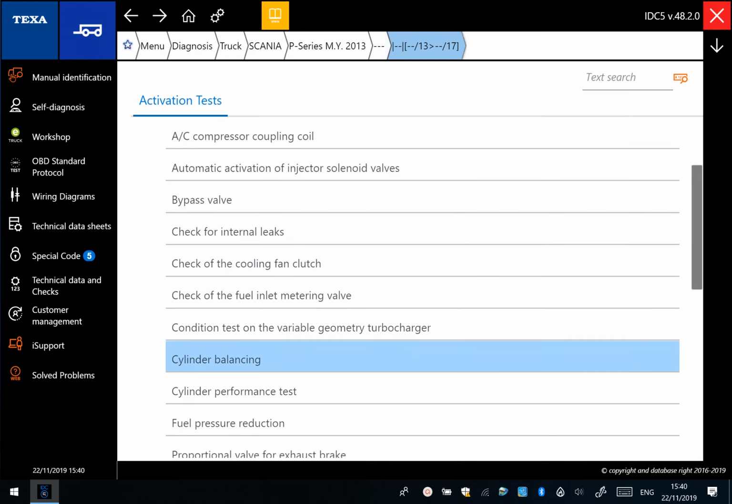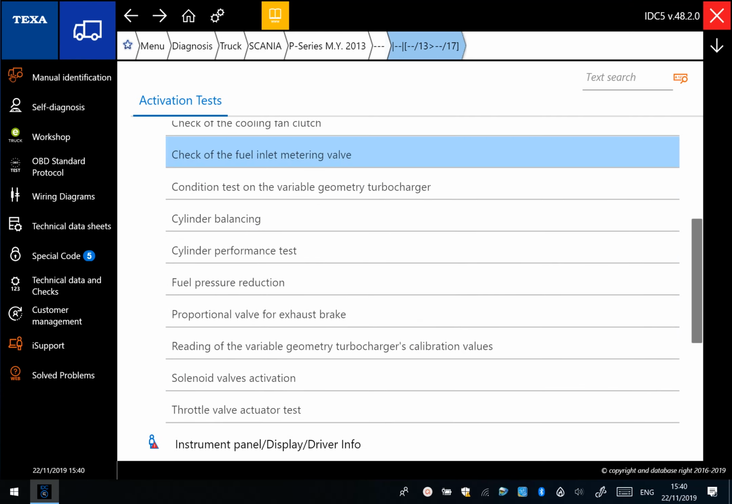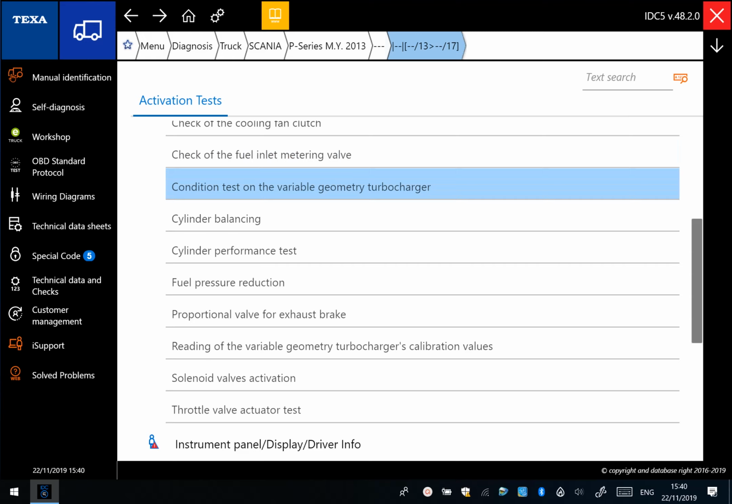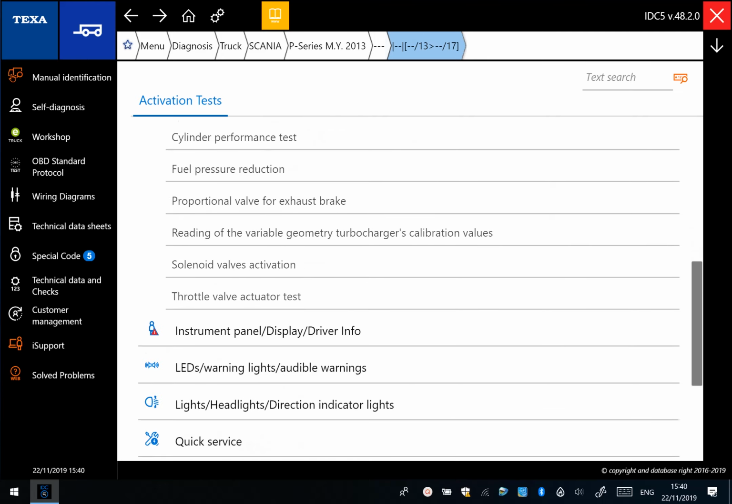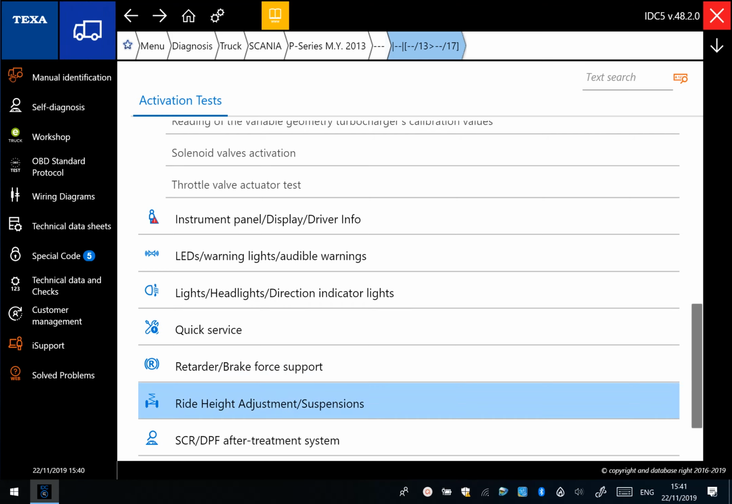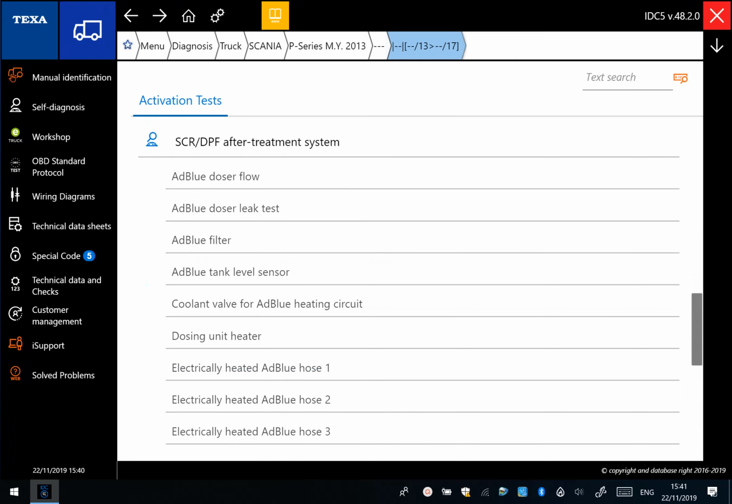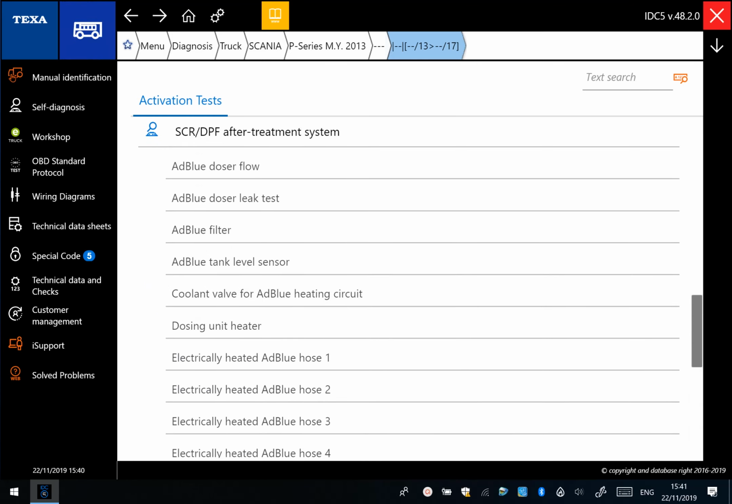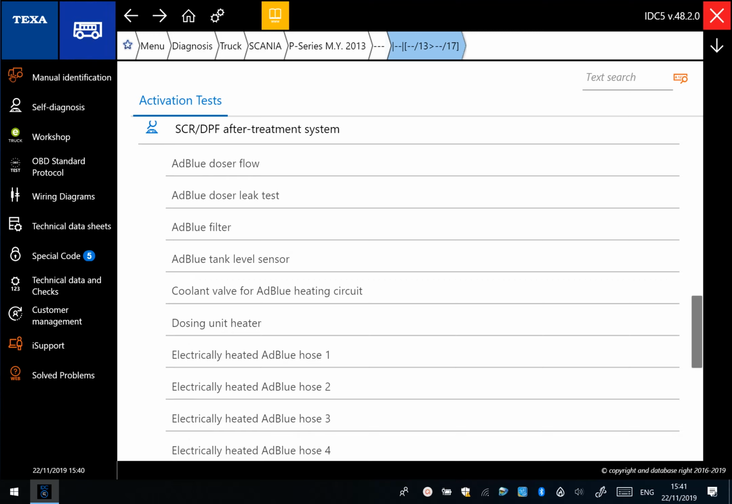So we've got things like cylinder balancing, cylinder performance tests, condition test on the variable geometry turbocharger. So again, there's the ability, we'll go into it later, but certainly reprogramming new turbochargers and so on. We'll head down here again into the SCR system, which I know you said was quite important. So you can see we've got AdBlue DOSA leak tests.